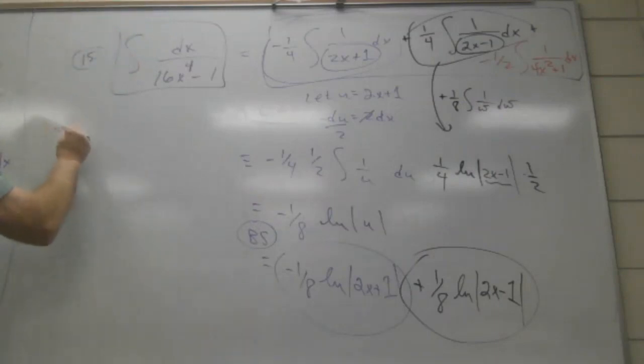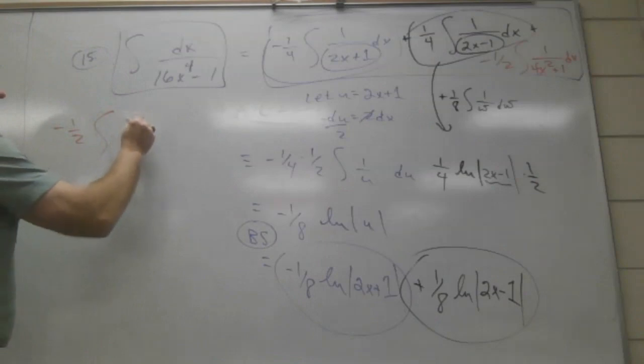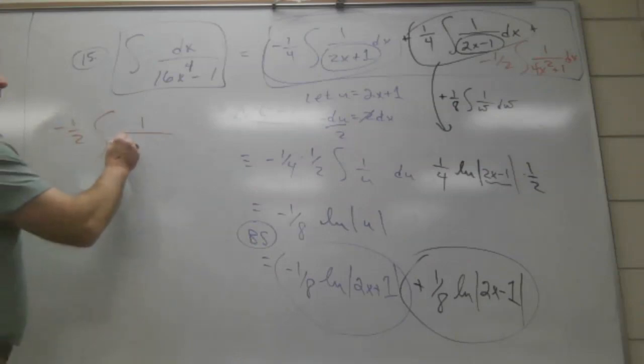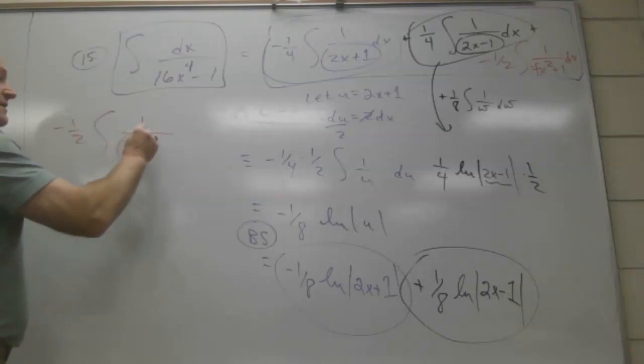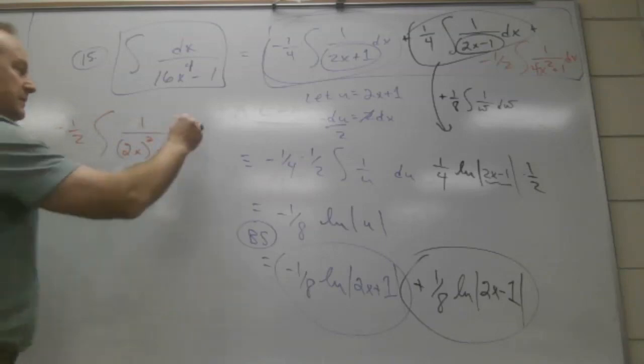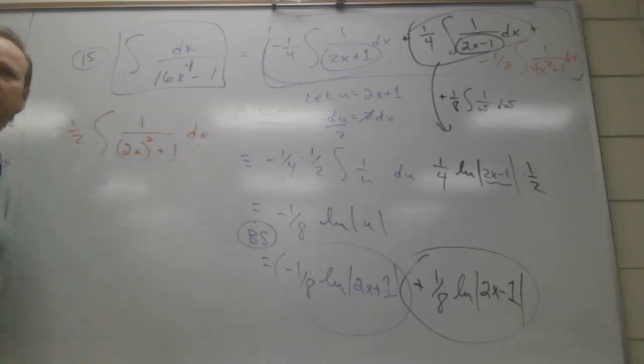So I've got minus 1/2. I'm going to rewrite it. Minus 1/2. Hopefully you can see that on there. Minus 1/2. Anybody remember what we got to use? What kind of functions? What that looks like? Could I write that as something squared plus 1? Could I write 4x squared as 2x quantity squared plus 1, or 1 squared really, but dx?